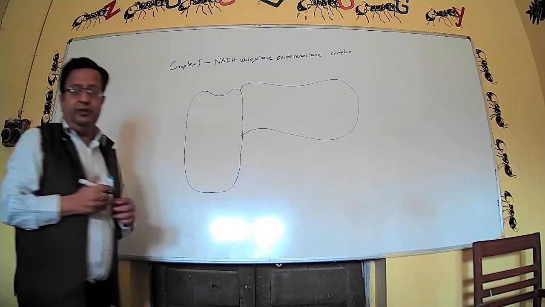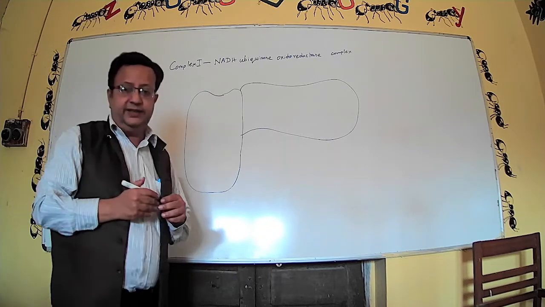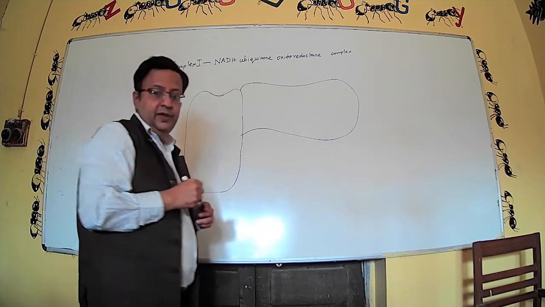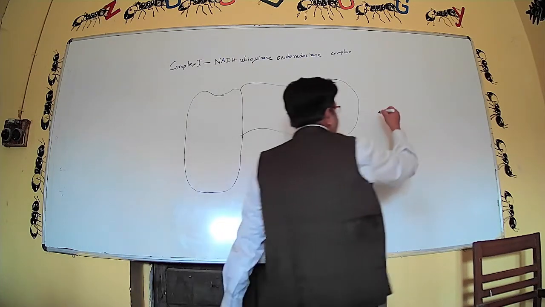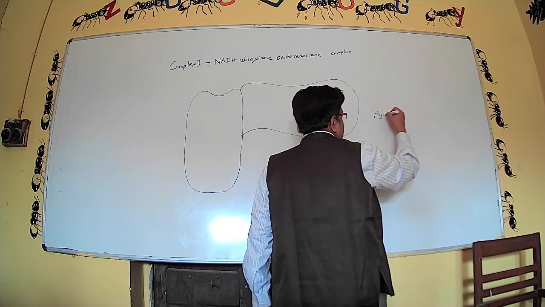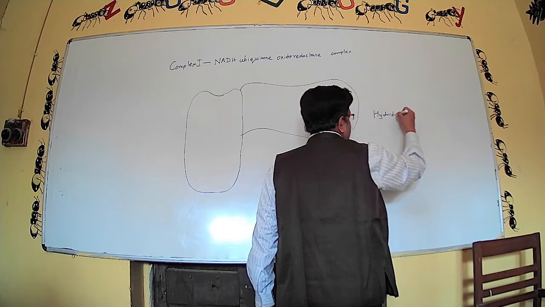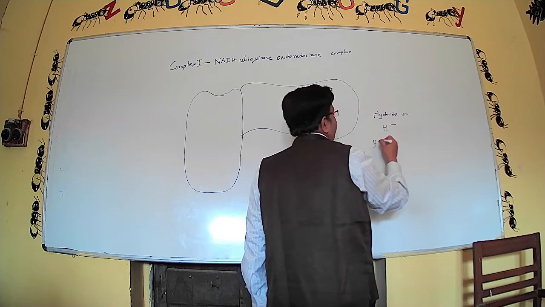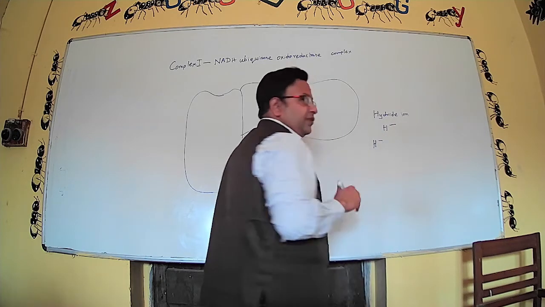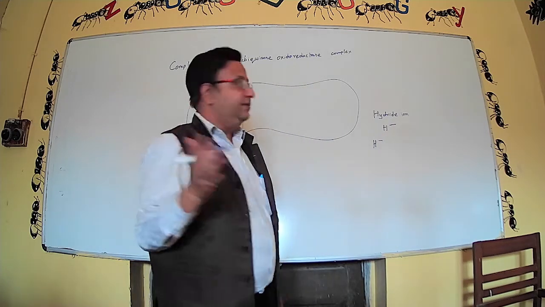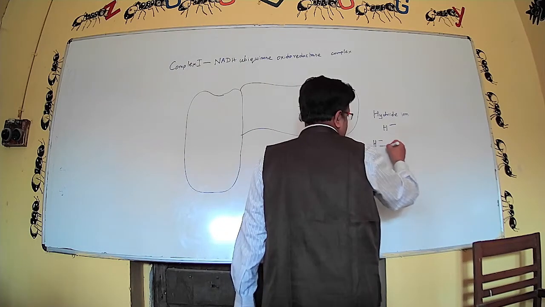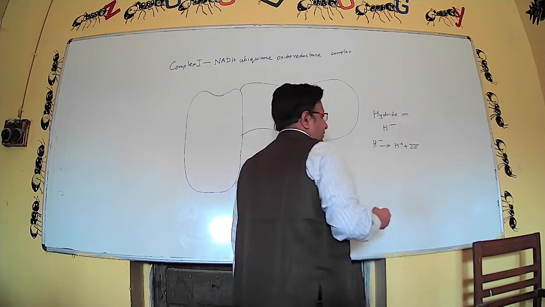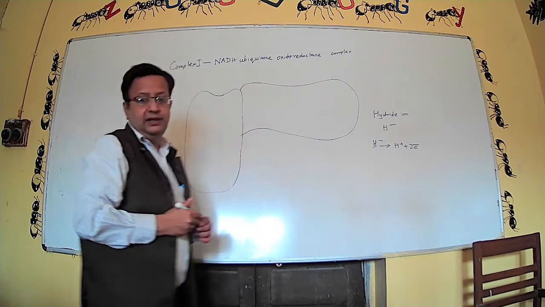First, you can find the structure something like this. And you know, a hydride ion first thing. H minus, like I said, this comes from NADH breakdown. Two high energy electrons. Remember this.